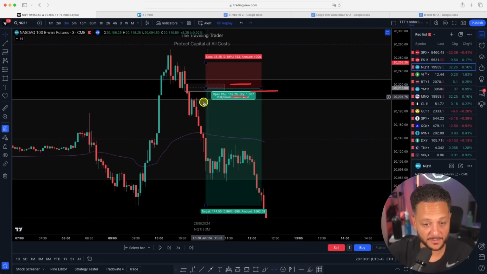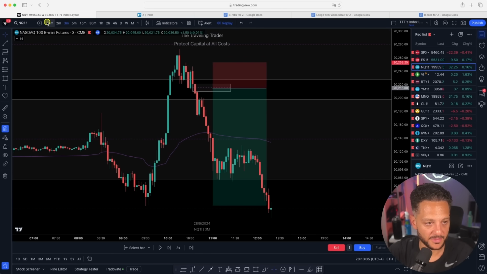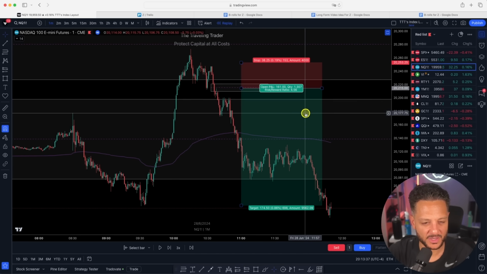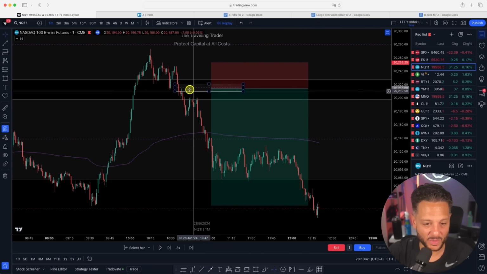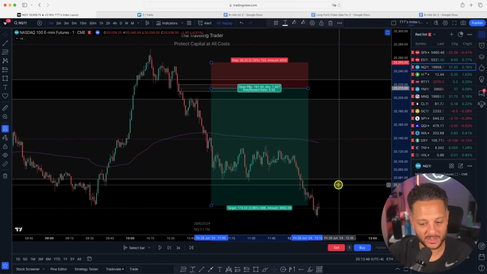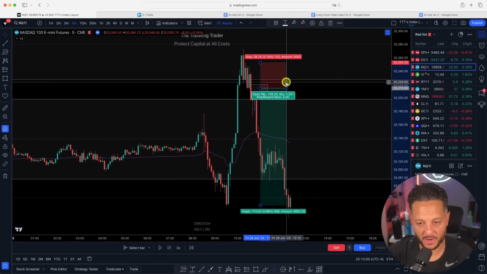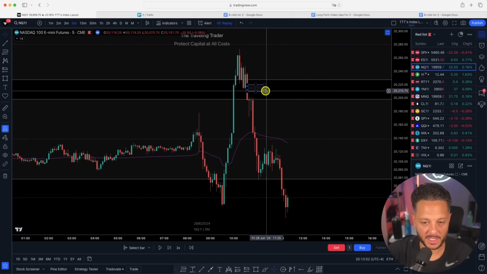And there you go. The funny thing is this actually didn't even give an entry, right? Not off the 3 minute. Would it have given an entry off the 1 minute? Even then, there was this tiny fair value gap here. And if you didn't catch that, good luck. But either way, the point still stands, right? I wouldn't have caught this trade in all honesty, at least not from the top.